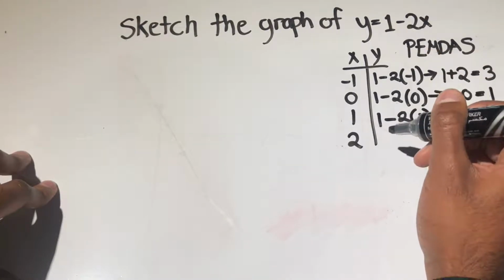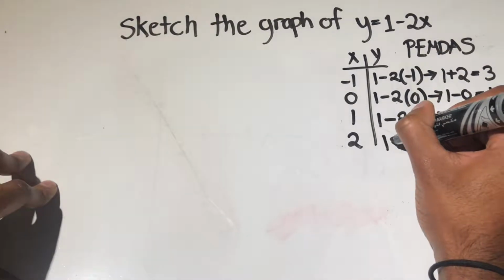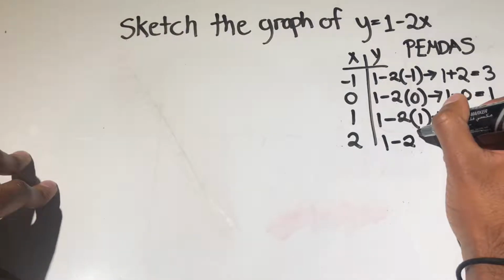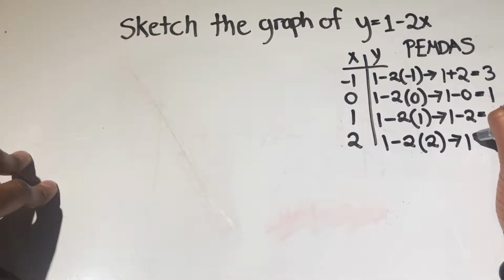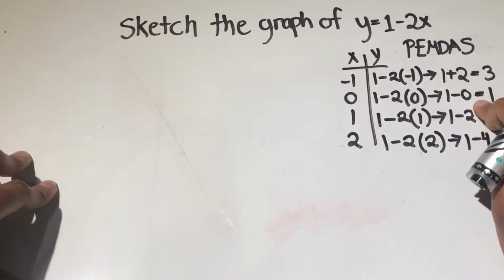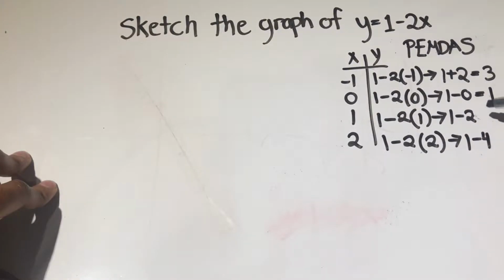Now taking 2 for x, we get 1 minus 2 times 2, and that'll give us 1 minus 4. Oh, excuse me. Let me squeeze that in. We get 1 minus 4, which is just -3.